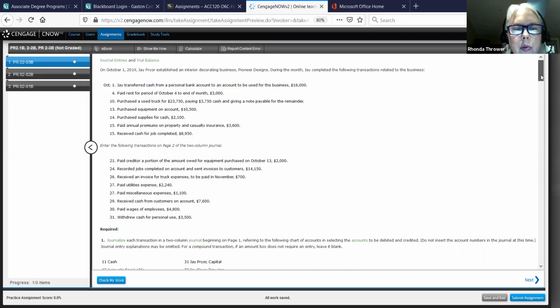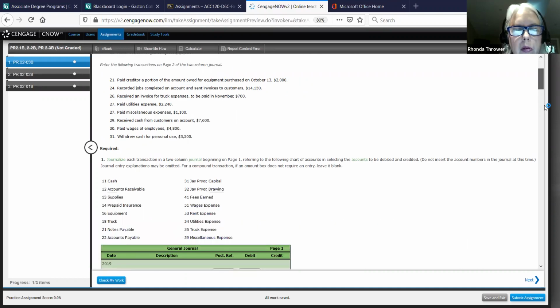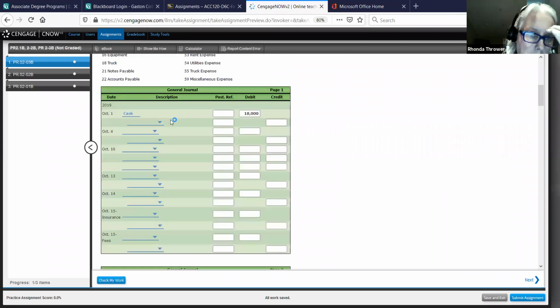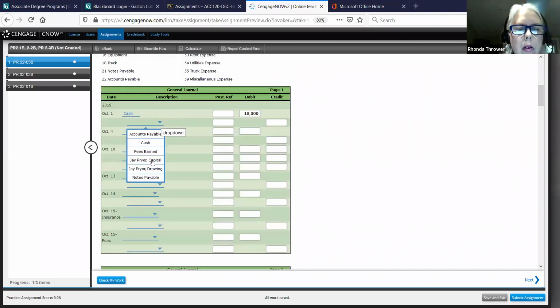So we're going to look for J. Pryor Capital in our drop-down list. We're going to click on it, and then we're going to go all the way over to the credit side, and we're going to write in 18,000. This is what we call a journal entry.